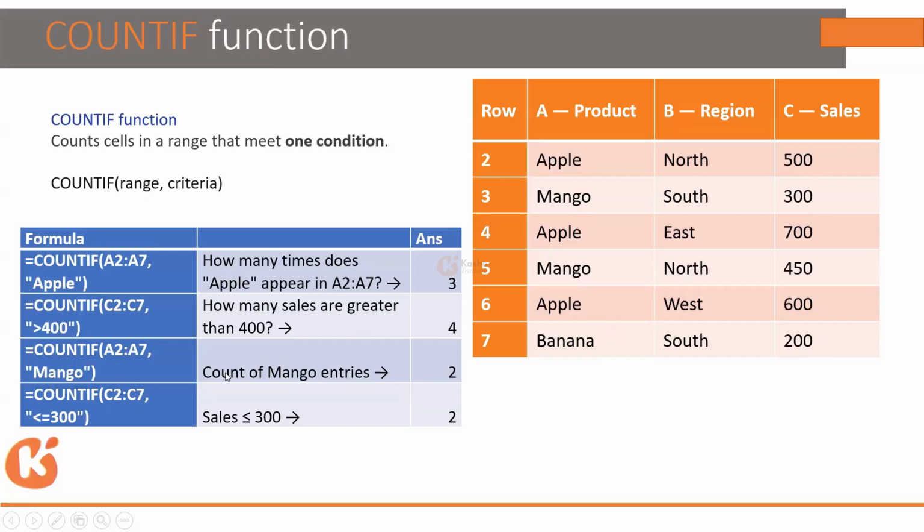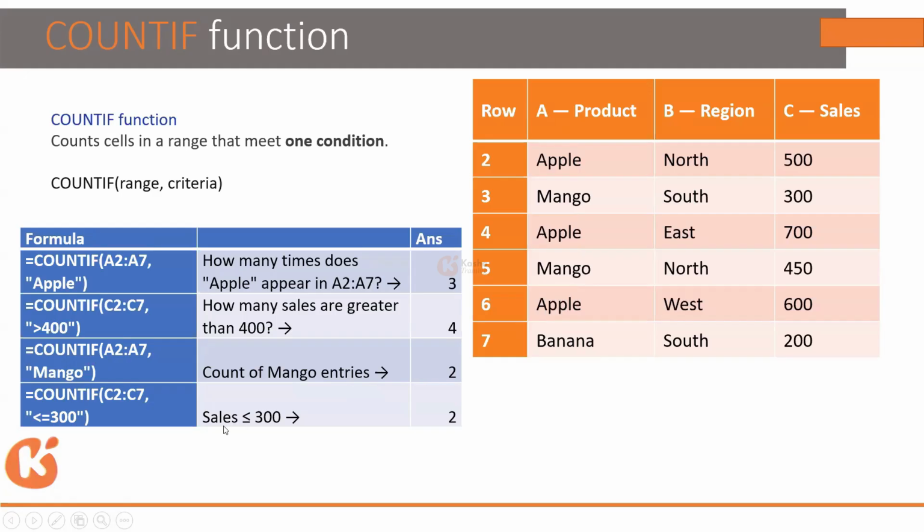Then the third one is the count of mango entries. So you can see column two, where you have the product. If you want to count how many mango entries there are, you give your range, and then you give your mango, and you will see there are 2 entries coming. So you can see mango also 1 and 2.